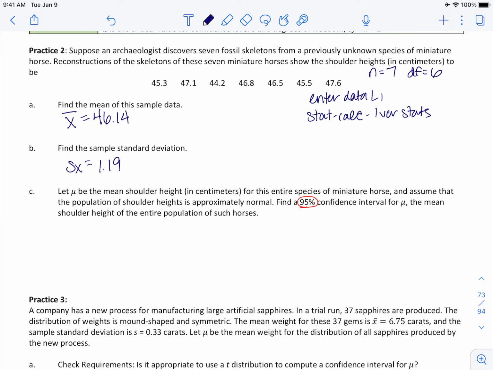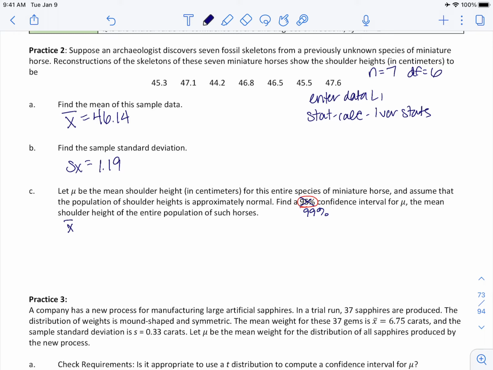And now we have enough information to do C here. I'm actually going to change this 95% confidence interval. Let's change this to 99. That way we're doing examples with different types. All right, so let mu be the mean shoulder height in centimeters for this entire species of miniature horse, and assume that the population of shoulder heights is approximately normal. Find a 99% confidence interval for mu, the mean shoulder height of the entire population of such horses.